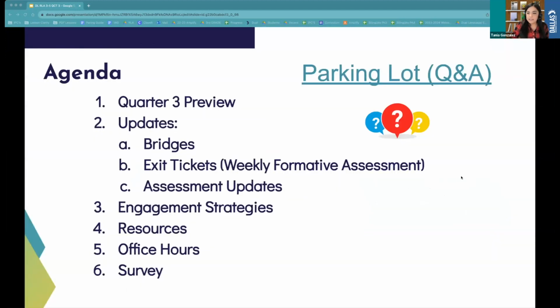Okay, so our agenda for today. First, we will go over the Q3 preview, the highlights for every grade level. We will explore the updates that we have for this Q3, including bridges and exit tickets. We will talk a little bit about that in a bit. Then assessment updates, and then we will go over engagement strategies, resources, and office hours, and at the end we will have the survey with the attendance.